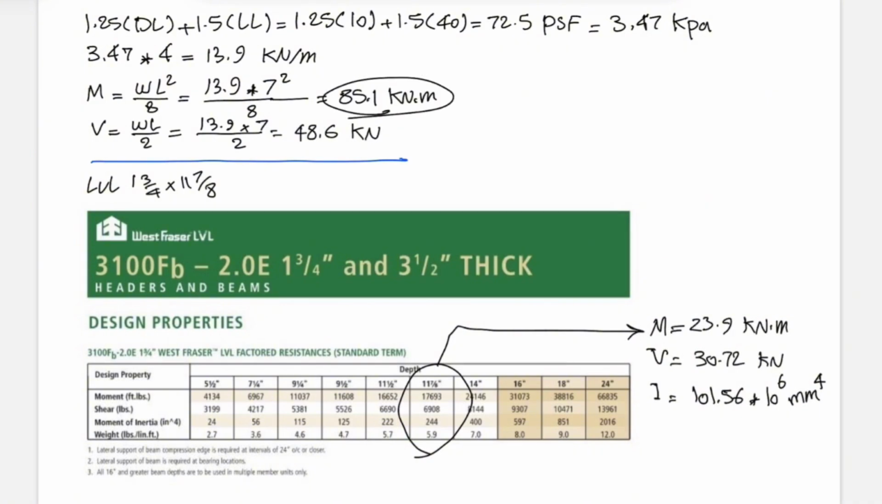To resist 85.1 kilonewton meters, we need at least 4 plies. 4 times 23.9 is 95.6 kilonewton meters, which exceeds the demand. Shear also checks out. So from a strength standpoint, the beam works. But strength is usually not the controlling factor in residential beams. Now we need to check deflection.